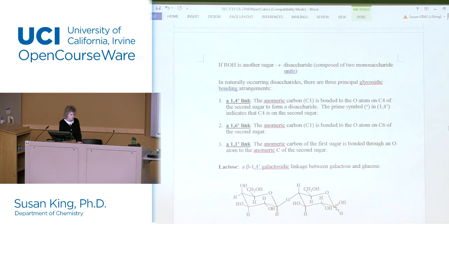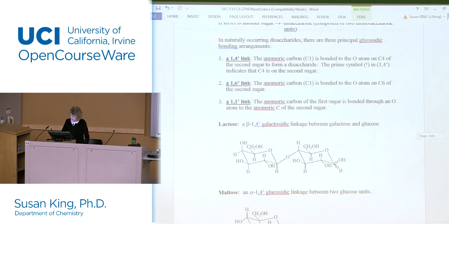It's not that hard. A 1,4' link, the anomeric carbon C1 is bonded to the oxygen atom on C4 of the second sugar to form a disaccharide. The prime symbol in 1,4' indicates that C4 is on the second sugar. I'll show you what that means in just a second. A 1,6' link, the anomeric carbon C1 is bonded to the oxygen atom on C6 of the second sugar. And a 1,1', the anomeric carbon of the first sugar is bonded through an oxygen atom to the anomeric carbon of the second sugar. Okay, so let's look at some examples of each of these.